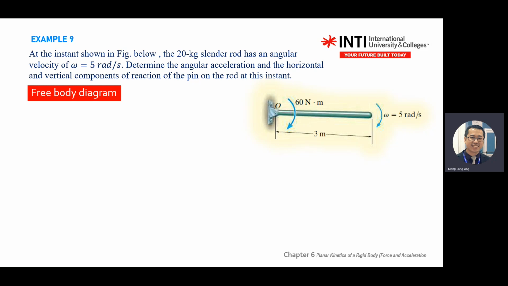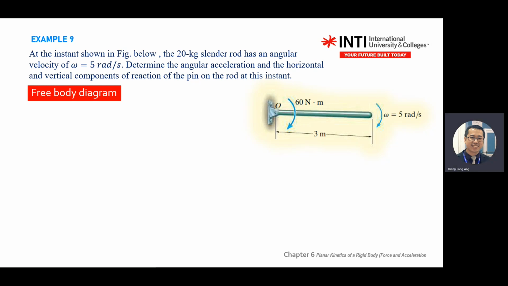The first point is to identify where the center of mass is, even though in the picture there is no center of mass. Instinctively, you should quickly mark the center of mass at the center of the rod, or the center of the object. That is just a step for you to solve when it comes to rigid body. You're given a mass and the angular velocity. You need to determine the angular acceleration, alpha, and the horizontal and vertical components of the reaction of the pin on the rod at this instant.